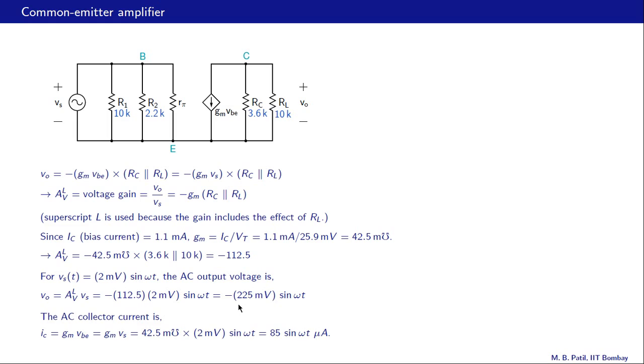What about the collector current? We are talking about the signal current now. That is gm times VBE. That is the collector current. We already have gm 42.5 millimhos and Vs is 2 millivolts times sine omega t. So if we evaluate that, this milli times milli is micro. 42.5 times 2 is 85. So 85 times sine omega t, that many microamperes.